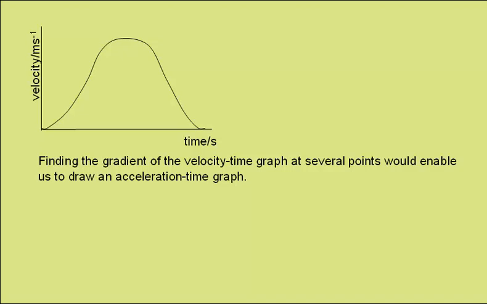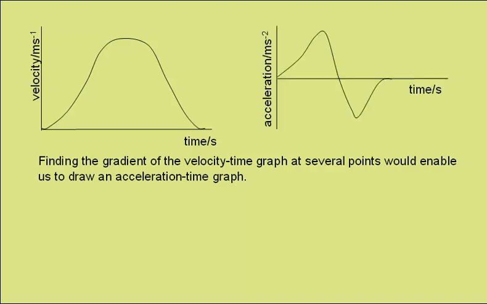That would enable us to draw an acceleration time graph, which would be something like this. The acceleration increases to a maximum, then reduces to 0 acceleration, before becoming negative acceleration and then back to 0. This being the maximum acceleration, this being 0 acceleration, we then reach negative acceleration before coming back to 0.